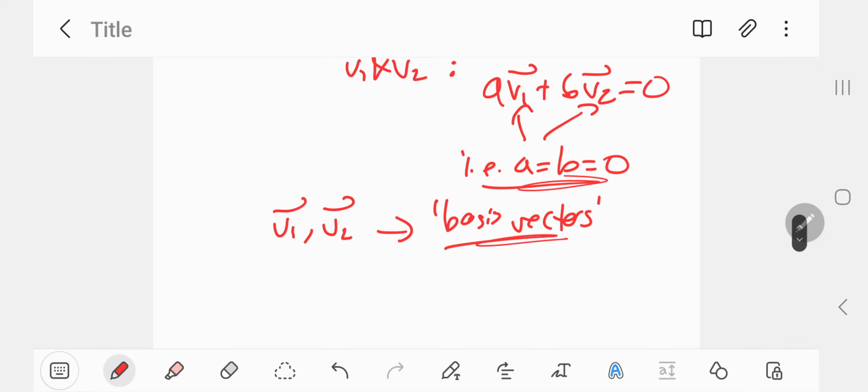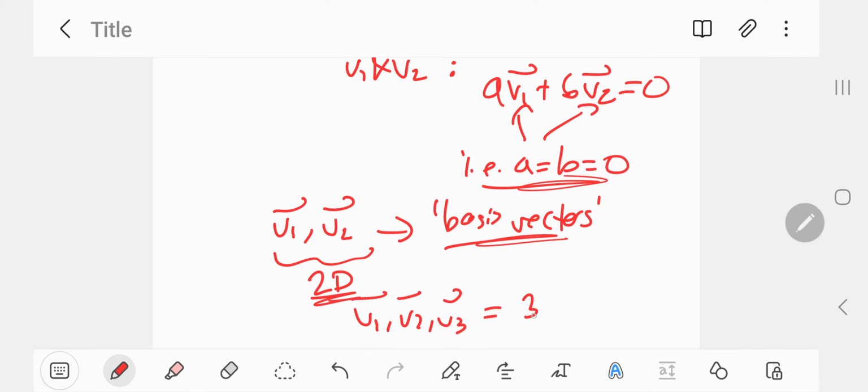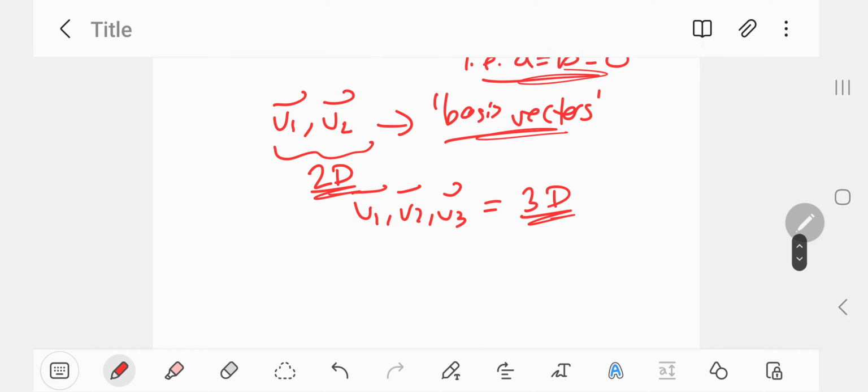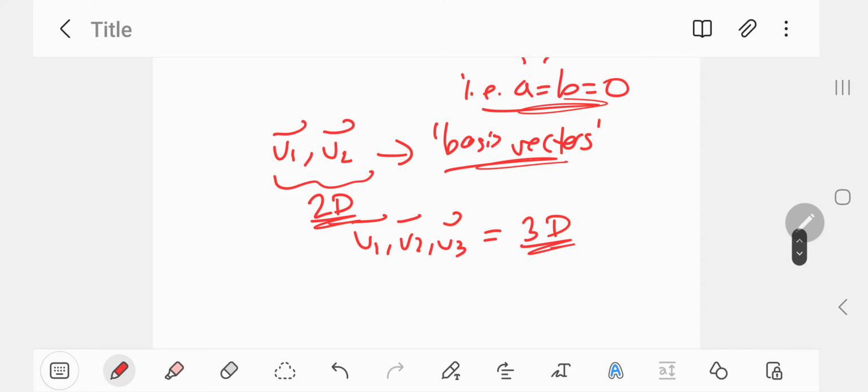And when it comes to determining the number of dimensions of our space, we can use the number of basis vectors to tell us how many dimensions we're dealing with. In this case, there are two dimensions here, a two-dimensional space. If we have v1, v2, v3, three vectors, that's three-dimensional space, and so on and so forth. In the next video, I'll talk more about some properties of vectors.